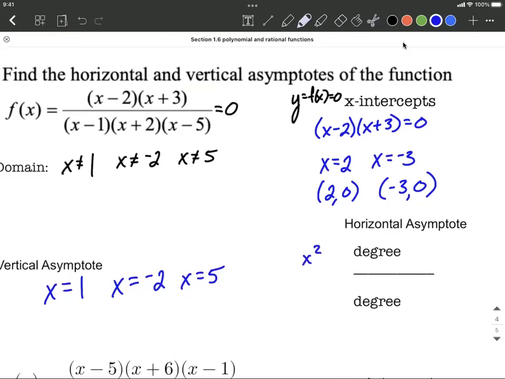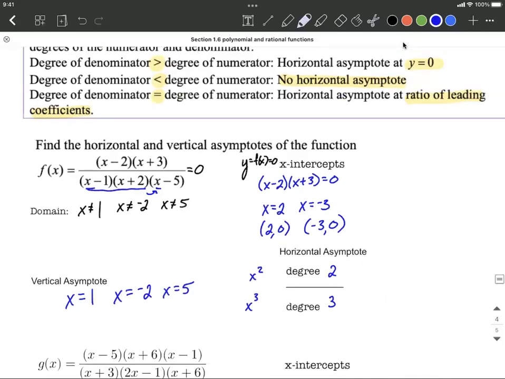And in the denominator, we actually have 3 copies of x. If you took the time and multiplied it out, say multiplied these first 2 together, you get an x squared. That x squared gets multiplied by this next x, you get an x cubed. So the degree of the numerator is going to be 2, degree of the denominator is going to be 3. So checking back at our rules here, if the denominator was bigger than the numerator, then we get a horizontal asymptote at y equals 0.